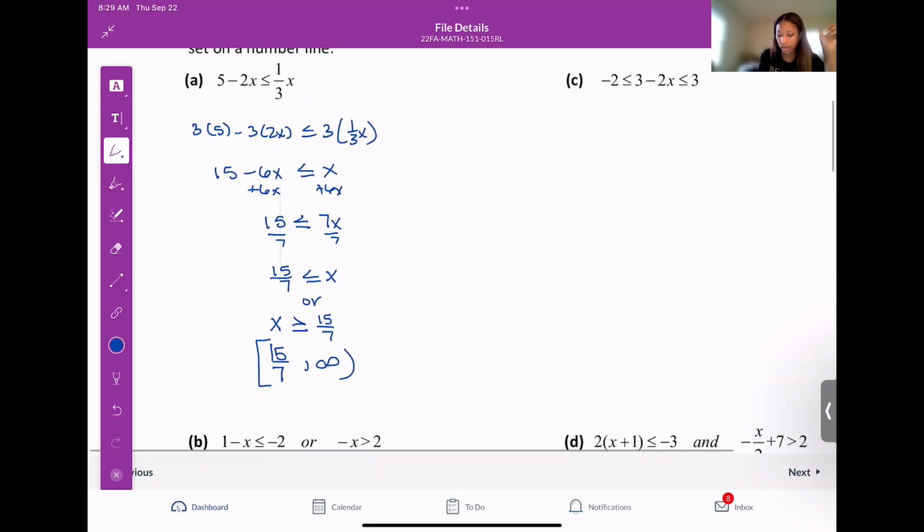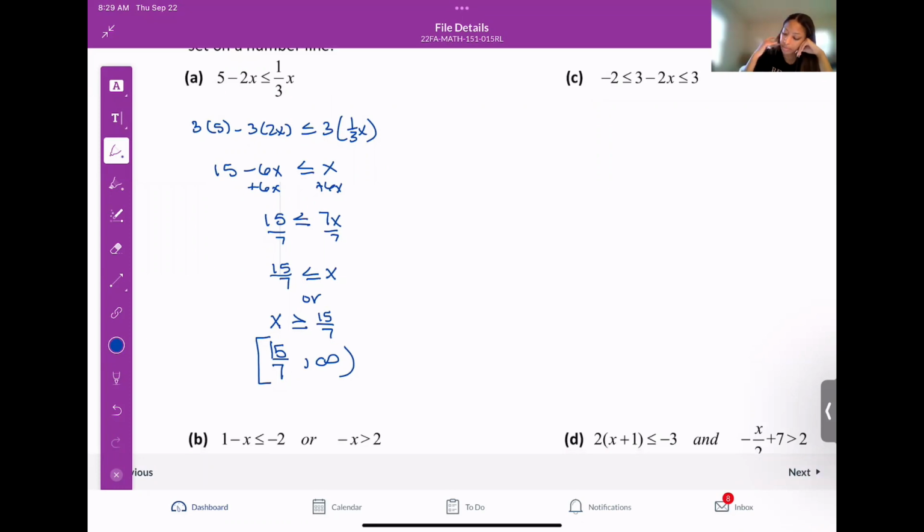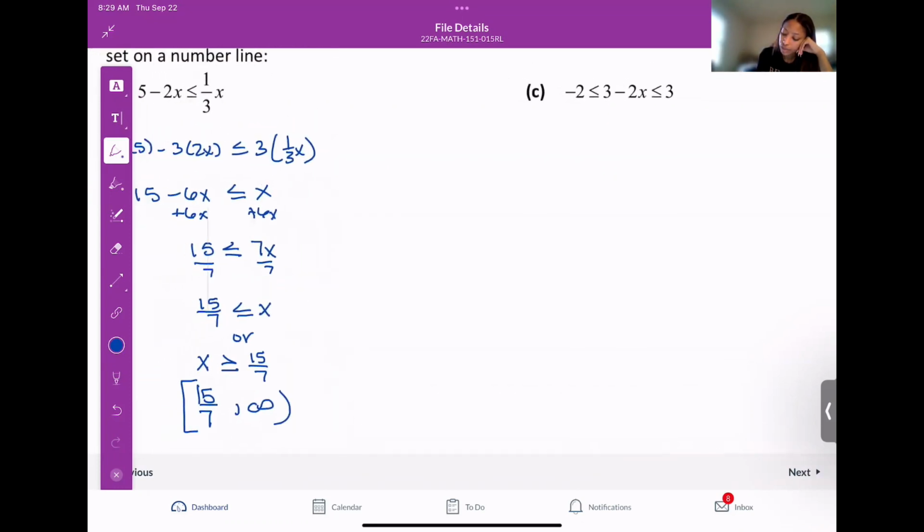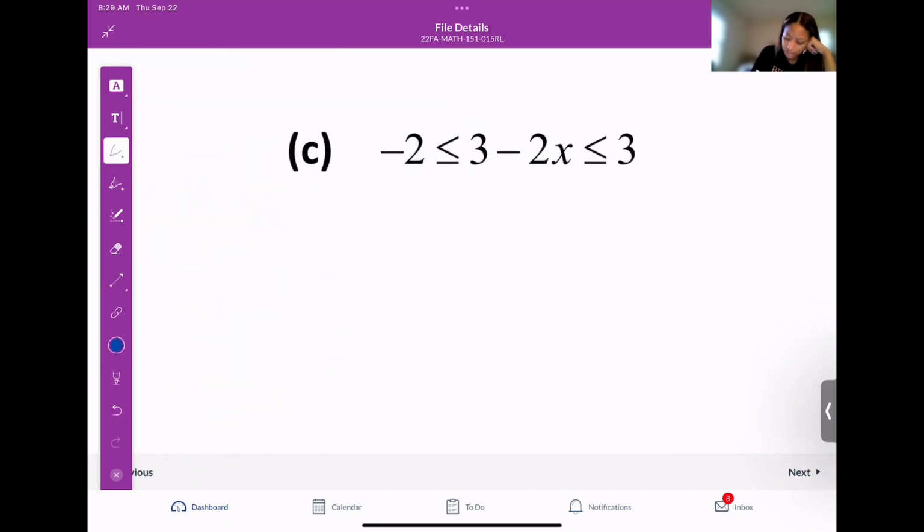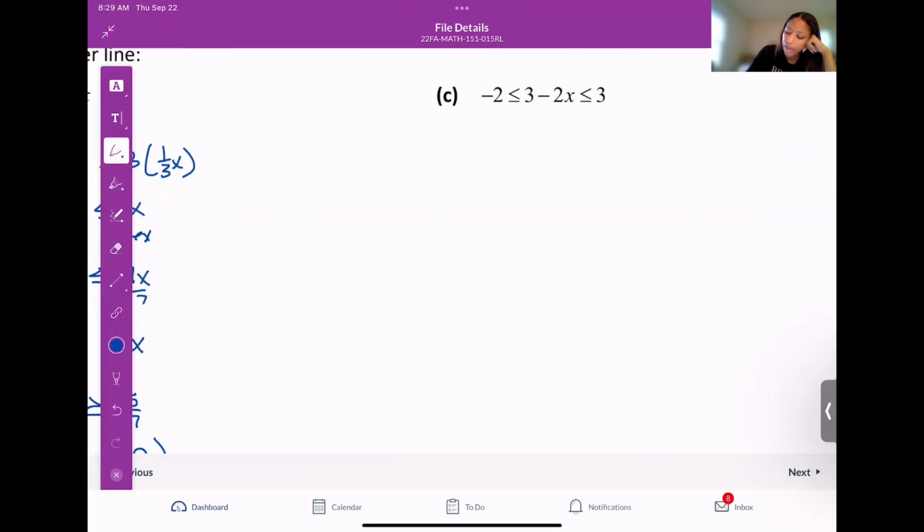Then on to, well, we're going to do C because it's next to it, and then we'll go down to B. For part C, -2 is less than or equal to 3 minus 2x, which is less than or equal to 3. We have a compound inequality here. We want to simplify what's in the middle of the compound inequality so there's just an x in the middle. We can start off by subtracting 3 from each part of the inequality. That will give us -5 is less than or equal to -2x, which is less than or equal to 0.